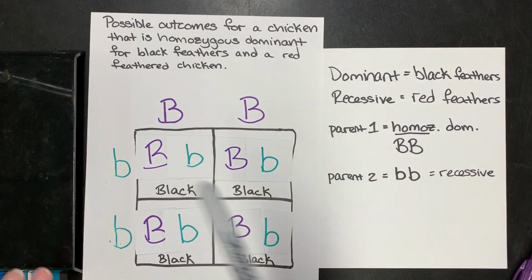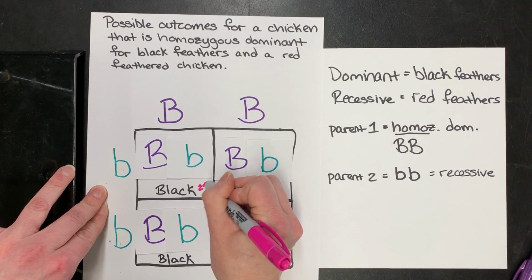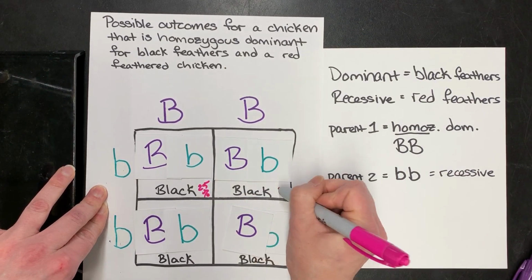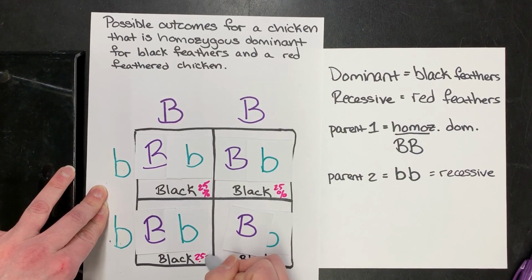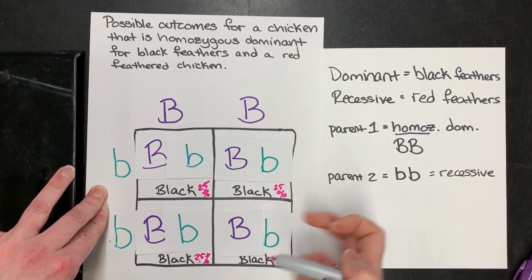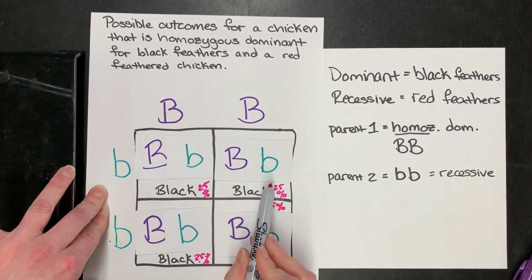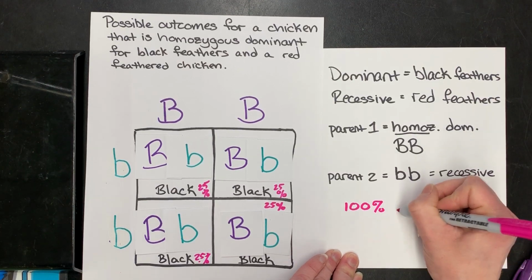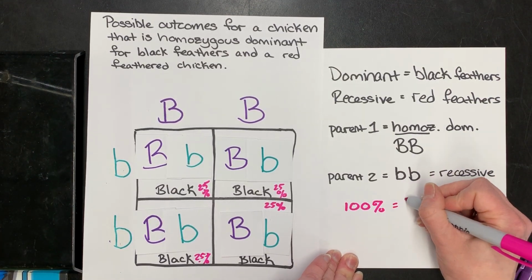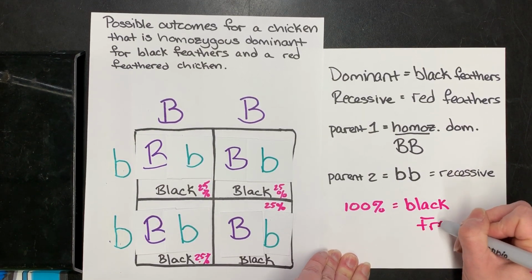Each one of these squares is equal to 25%, right? So this one's 25%. This one will be 25%, 25%, and then this last one will be 25%. So there's a 100% chance that the offspring will have black feathers.